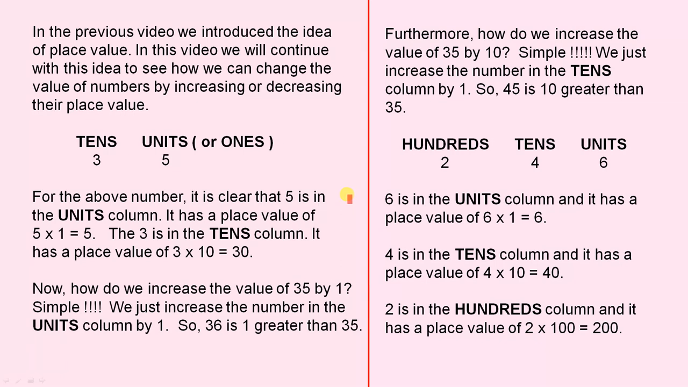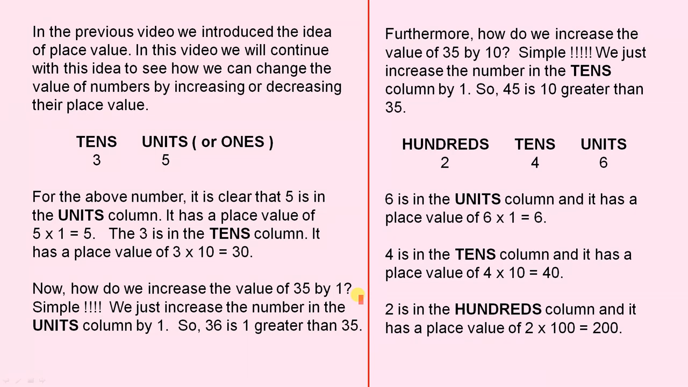For the above number, it is clear that 5 is in the units column. It has a place value of 5 times 1 equals 5. The 3 is in the tens column. It has a place value of 3 times 10 equals 30.